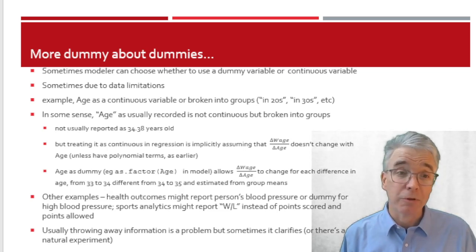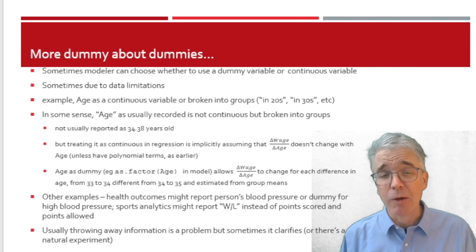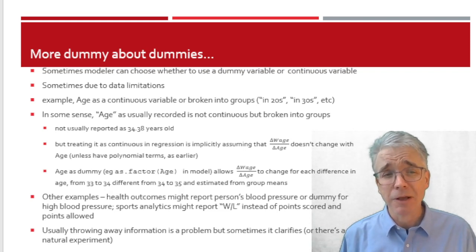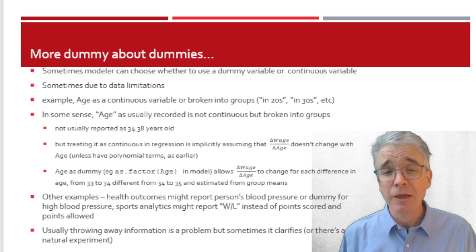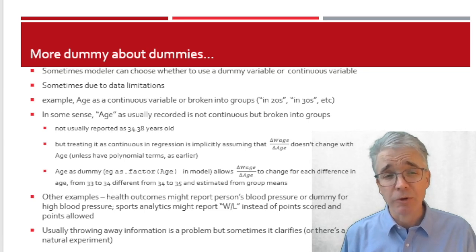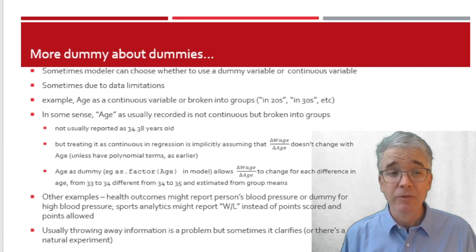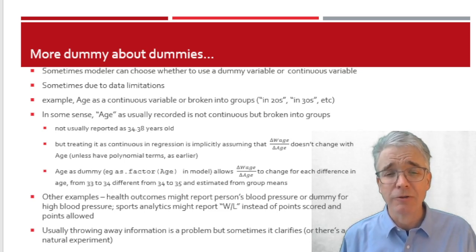You might remember learning calculus and worrying about the distinction between left-hand side and right-hand side limits. Now, people can argue about which specification is better. There are other examples where a modeler might have a choice. For example, health outcomes. We might have the person's blood pressure, but also a dummy variable if they have high blood pressure. Doing sports analytics, there's a difference between using win-loss or points scored versus points against. The former is binned into dummy variables. The latter is a little closer to a continuous measure.